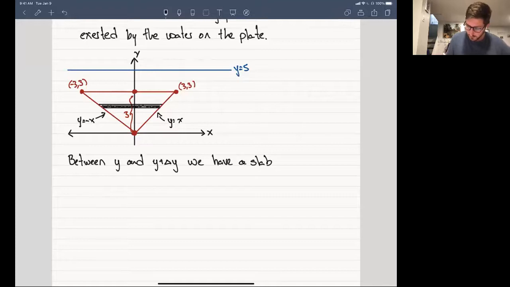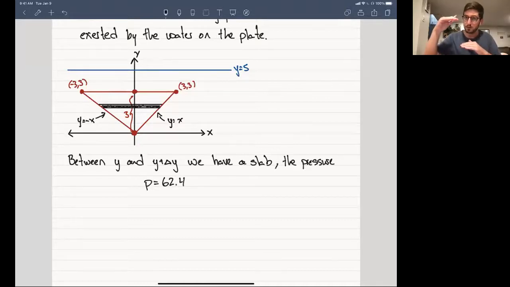So we have a slab, and the pressure on this thing is going to be just that 62.4 multiplied by the depth or the height of this thing, the h variable. So we get P is equal to 62.4. And now the question is, what is the depth? Well, if we've moved up y units on the y-axis, then the distance that we have to y equal to 5 is 5 minus y, right?